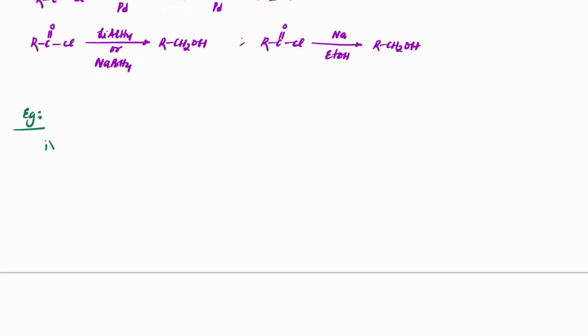So first example, see, in case you have some kind of cyclic anhydride. A cyclic anhydride, when you react with lithium aluminum hydride, will reduce all the parts. That means it will convert into an alcohol here and it will convert into an alcohol here.